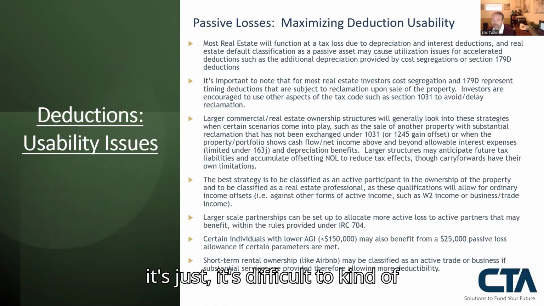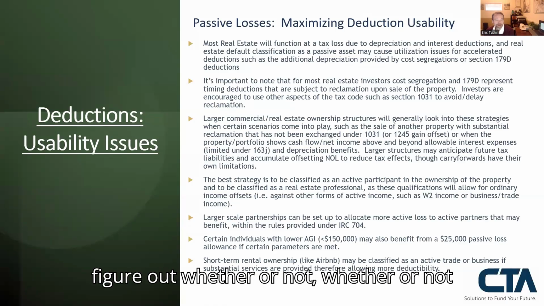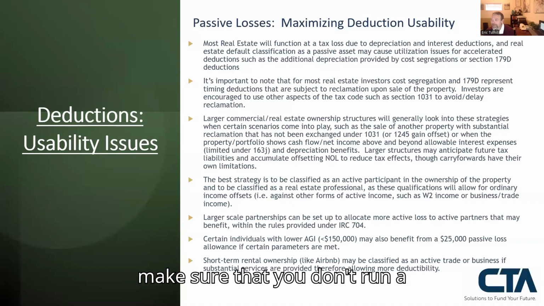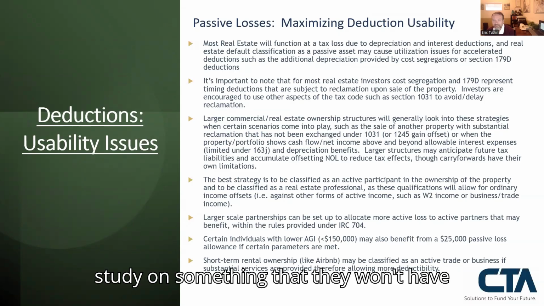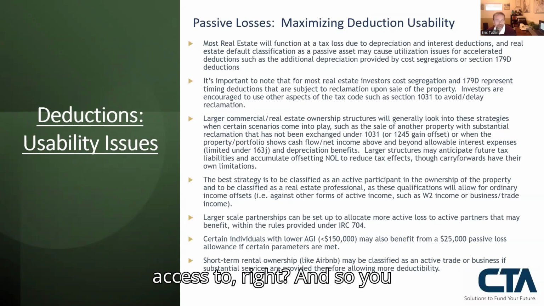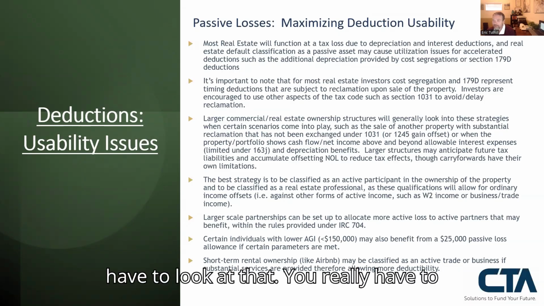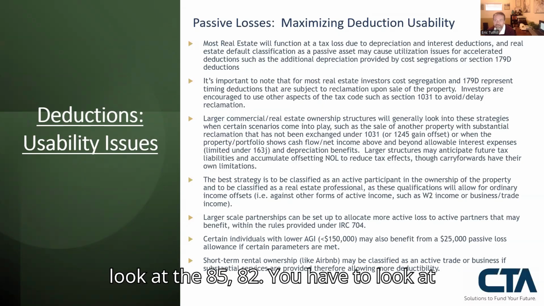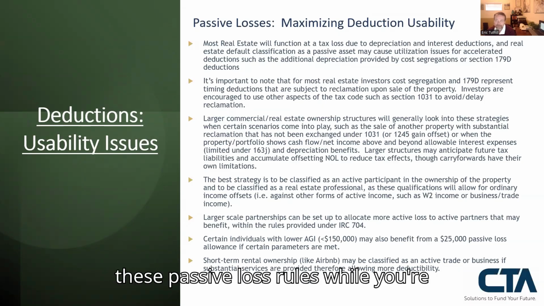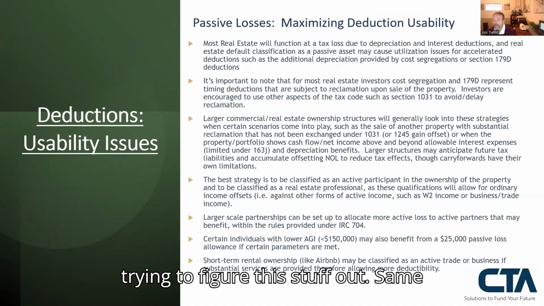It's difficult to figure out whether or not it's actually applicable. You want to make sure that you don't run a study on something that they won't have access to, right? And so you have to look at that. You really have to look at the 85, 82. You have to look at these passive loss rules while you're trying to figure this stuff out.